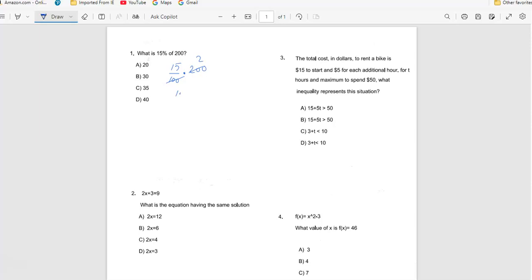Now you have 15 times 2, and that's gonna give you 30. So the answer for this problem should be B, 30. 15% of 200 is 30. Let's try the second one. Same thing, try it first.